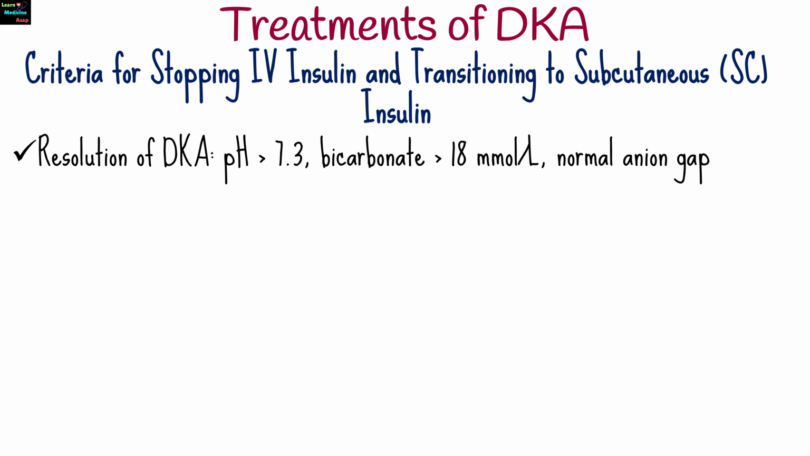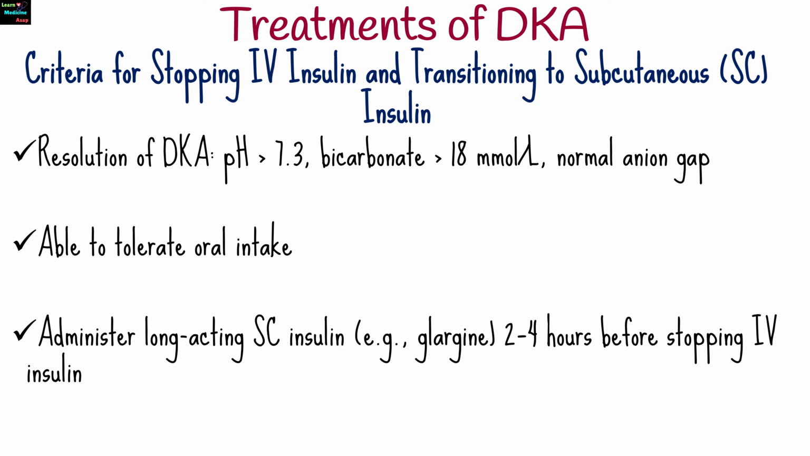There is a criterion for stopping intravenous insulin and transitioning to subcutaneous insulin, and that is when there is resolution of DKA: pH of greater than 7.3, bicarbonate of more than 18 millimoles per liter, and a normal anion gap. When they are able to tolerate oral intake, administer long-acting subcutaneous insulin 2 to 4 hours before stopping intravenous insulin.